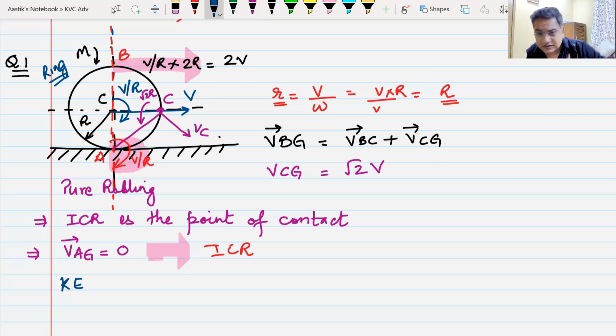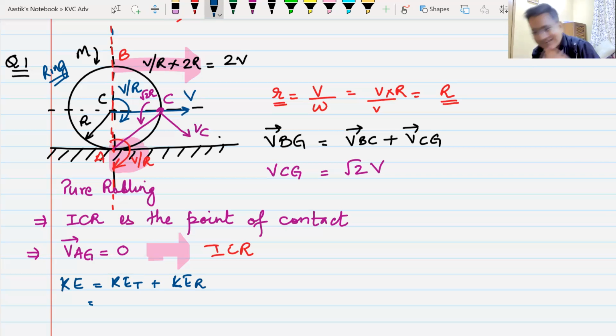Can you tell me the kinetic energy of this body? I can do it in two ways, but I know you will not remember those two ways. At least one way. I've given you enough time. If you can't do it, it's of no use. So I can find the kinetic energy of translation, and then the kinetic energy of rotation of this body.